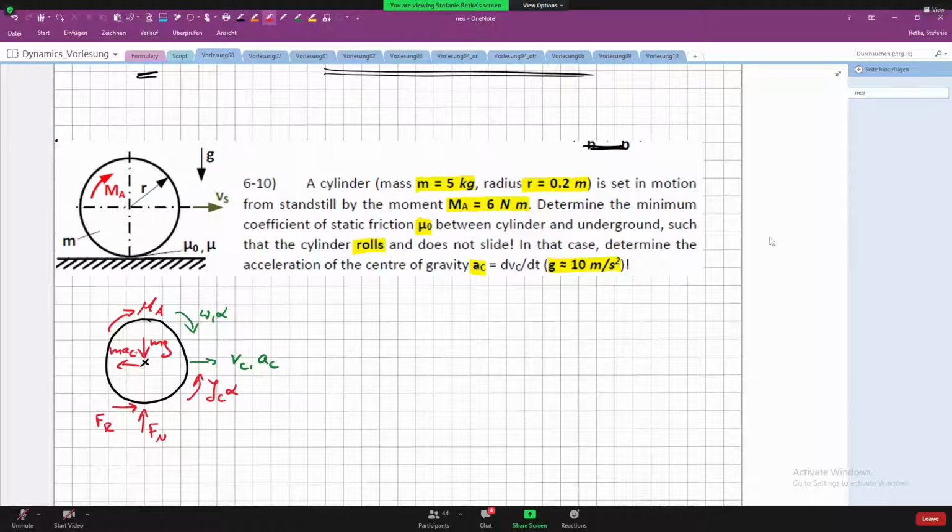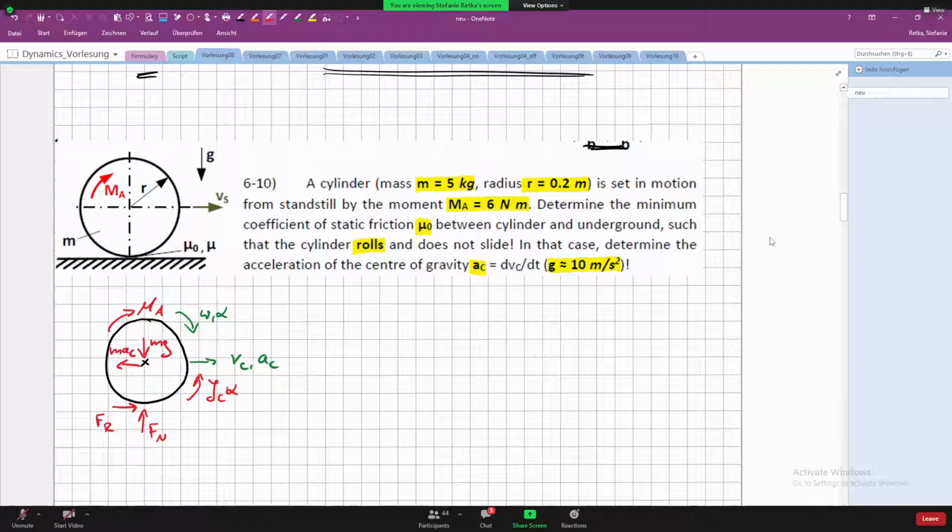Now, how many unknowns are in the equation? Ma is given. The mass of the cylinder itself is given. The gravitational acceleration is given. There's a relation between normal force and force of friction, which we can only use in the limiting case. Our situation is not discussing the limiting case since we have to find the minimum coefficient of static friction. Then we do not know the acceleration and we do not know the angular acceleration.